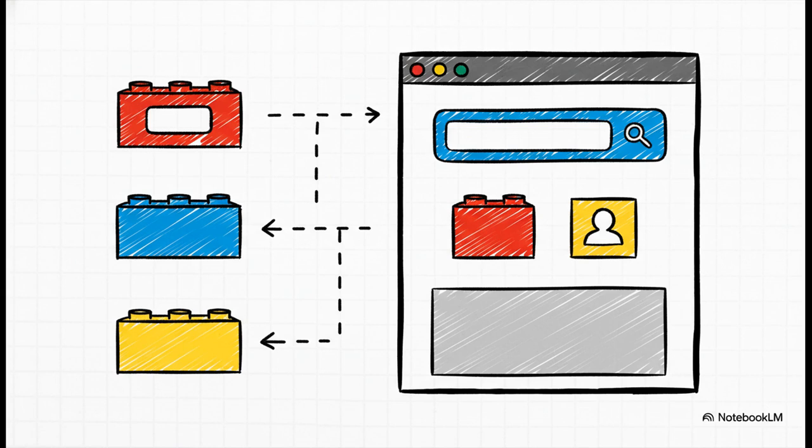It could be a search bar, a button, a user profile card, whatever. You build these individual bricks, make sure they work perfectly on their own, and then you just snap them together to build your entire application.